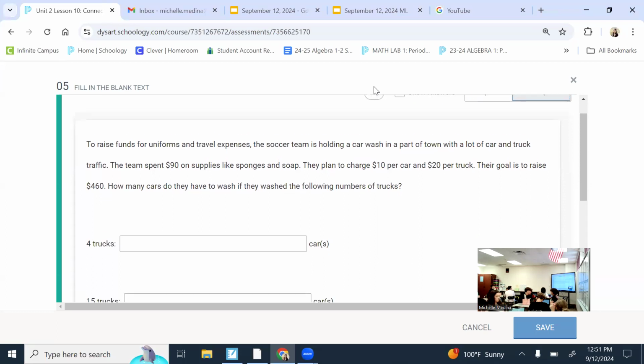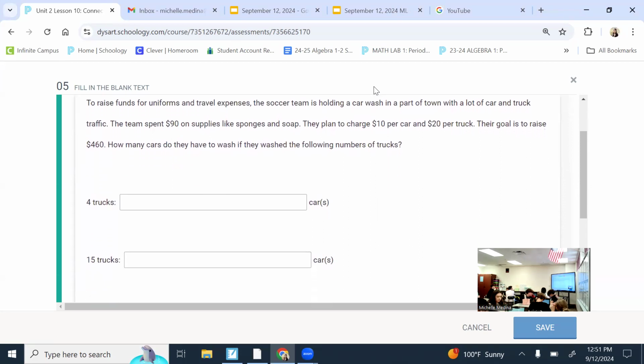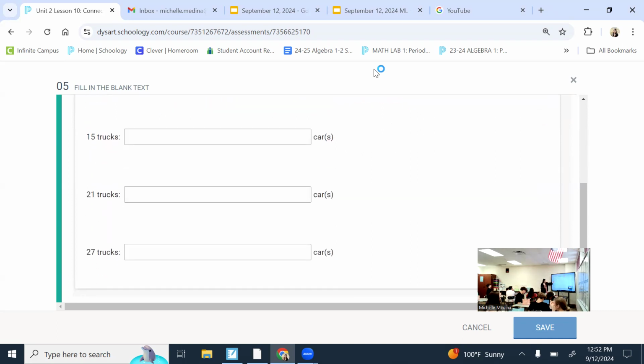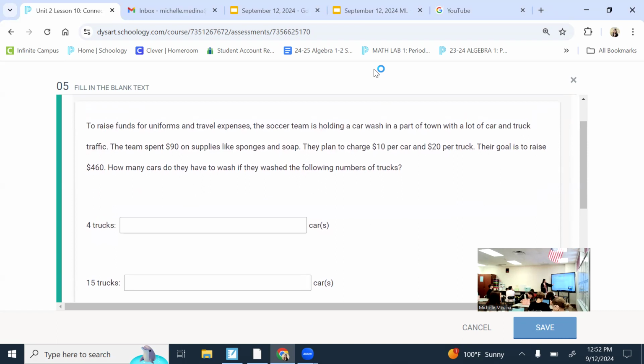In 10 practice number 5. To raise funds for uniforms and travel expenses, the soccer team is holding a car wash in a part of town with a lot of car and truck traffic. The team spent $90 on supplies like sponges and soap. They plan to charge $10 per car, $20 per truck. Their goal is to raise $460. How many cars do they need to wash if they wash the following number of trucks? So you could problem solve your way through it, but I think it'd be easier to make the equation and then plug in and solve, because we have all these different ones to answer.